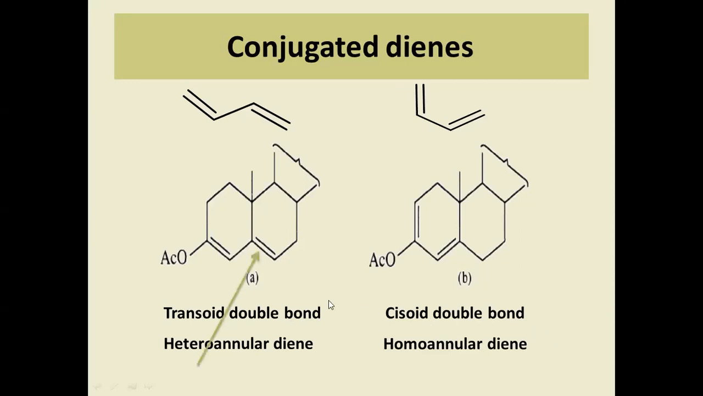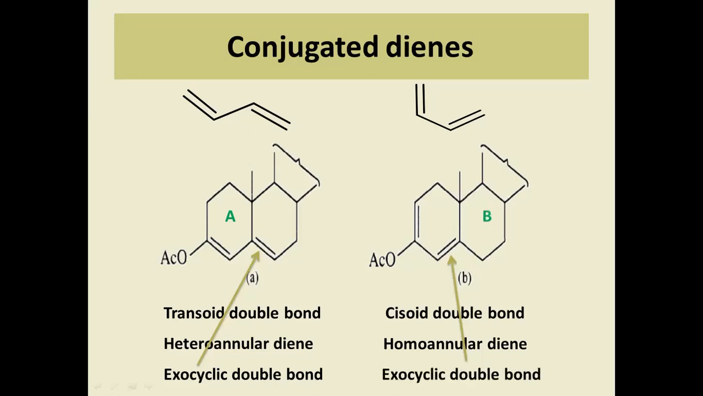Now, the double bond, which is indicated by the arrow, is attached to a ring A, which is externally attached. So it is called an exocyclic double bond. And the bond, which is indicated by the arrow, attached to the ring B, is called an exocyclic double bond.